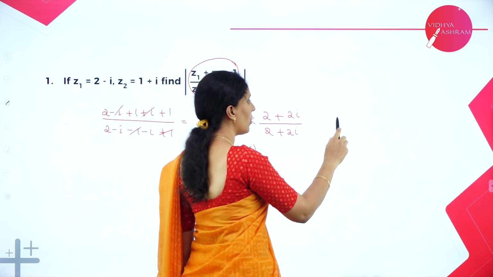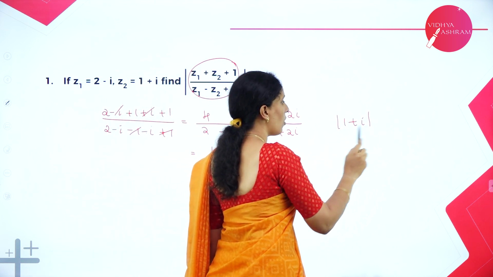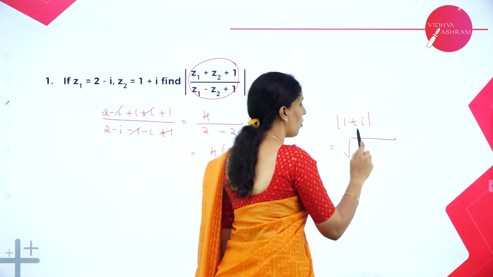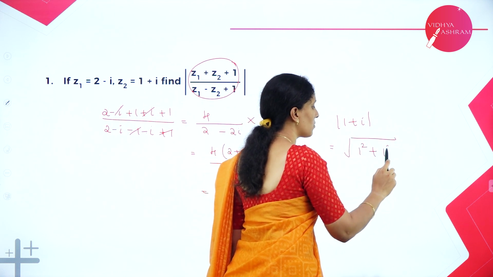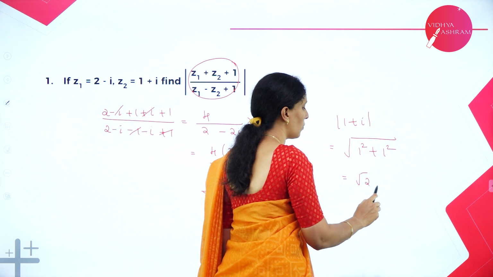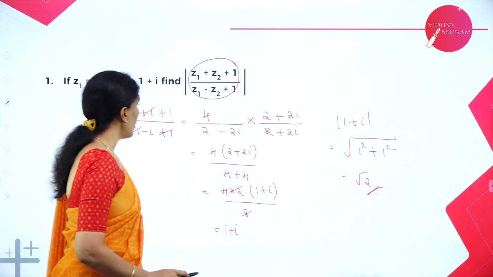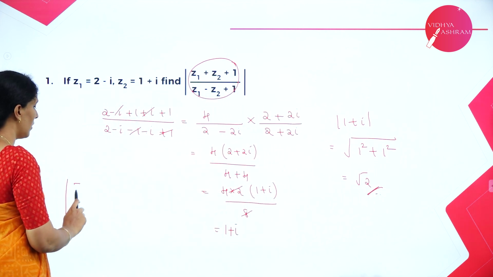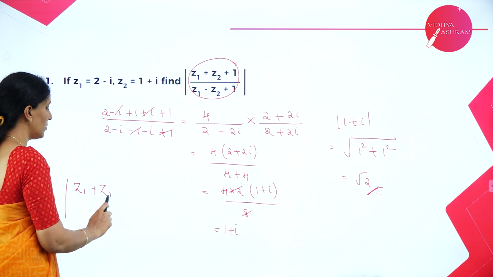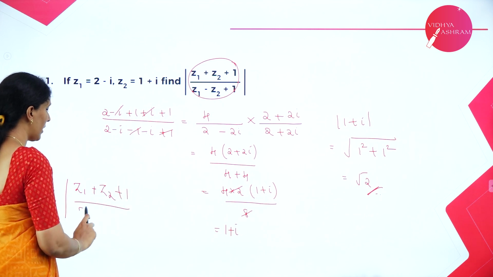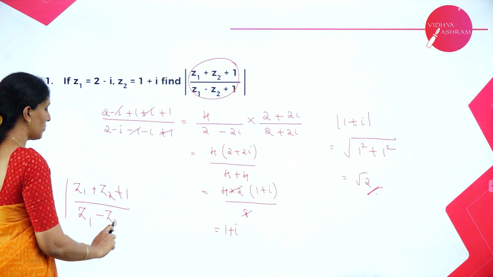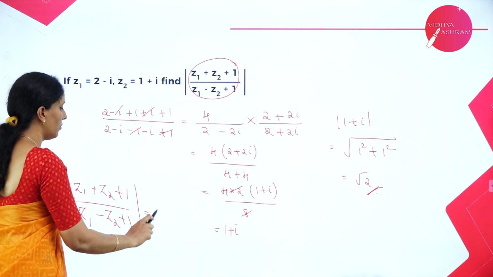So let's take the modulus of 1 plus i. The modulus of 1 plus i is the square root of a square plus b square. Hence the value is equal to root 2. So therefore the modulus of z1 plus z2 plus 1 divided by z1 minus z2 plus 1 is equal to root 2.